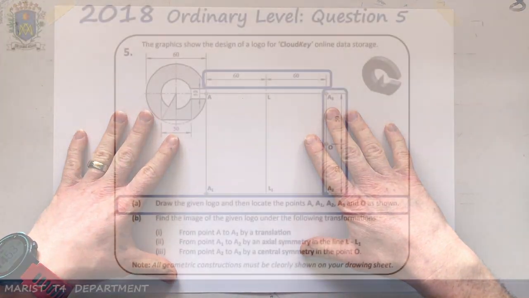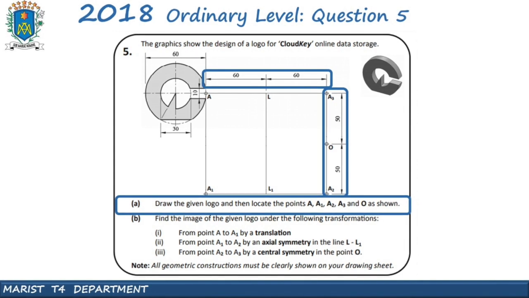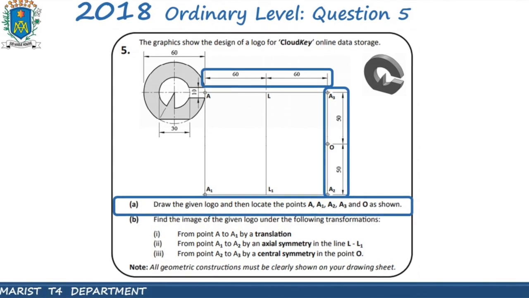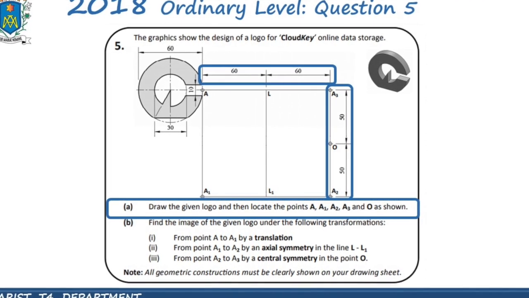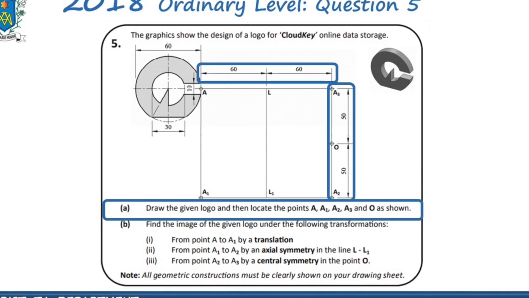So in this question what we're going to do is set up where the points are A1, A2, A3, our movement points, and then we're going to look at the logo that we actually have to move. This is going to be the first part of the question, just to set up the logo and the different points.